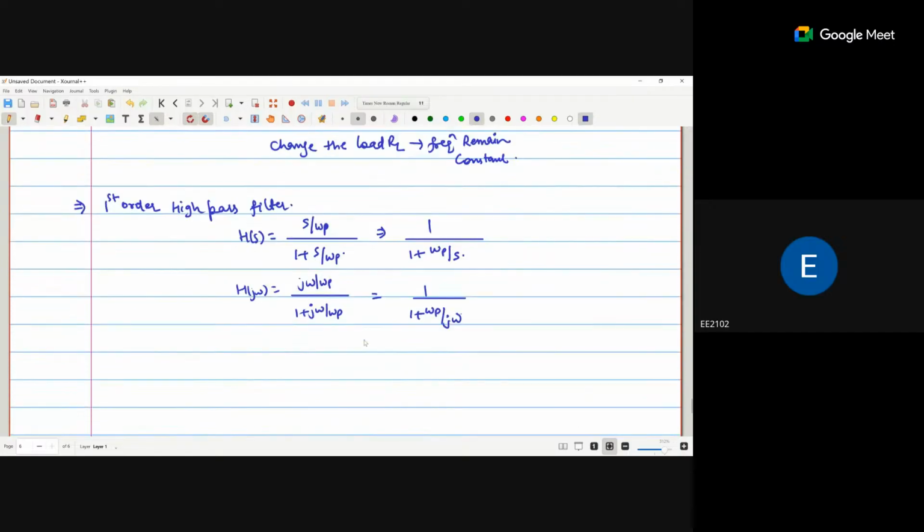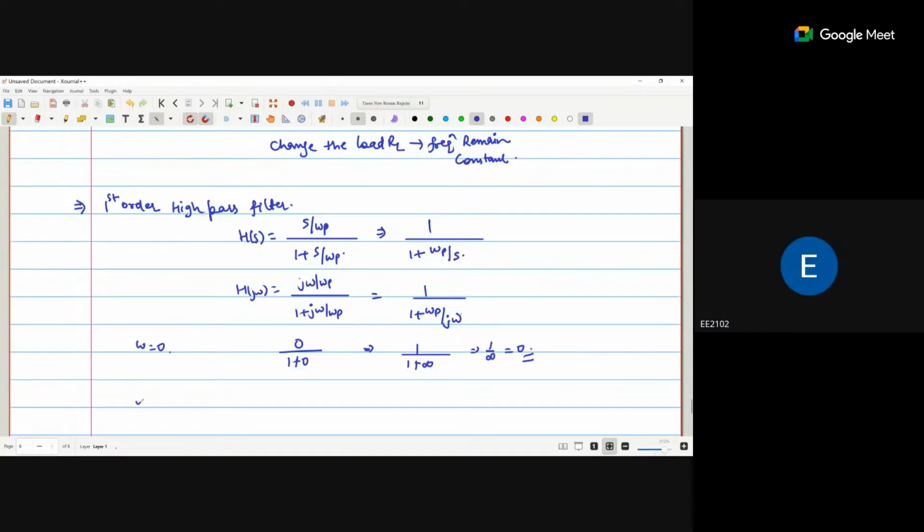Now, how do you check that it is a high pass filter response? So just put omega equal to 0. Okay, so what will happen? In this one, you are getting 0 divided by 1 plus 0. Or in this one you are getting 1 upon 1 plus infinite, and 1 upon infinite is 0. So at omega equal to 0, the output is 0. That means the low frequency will not pass.